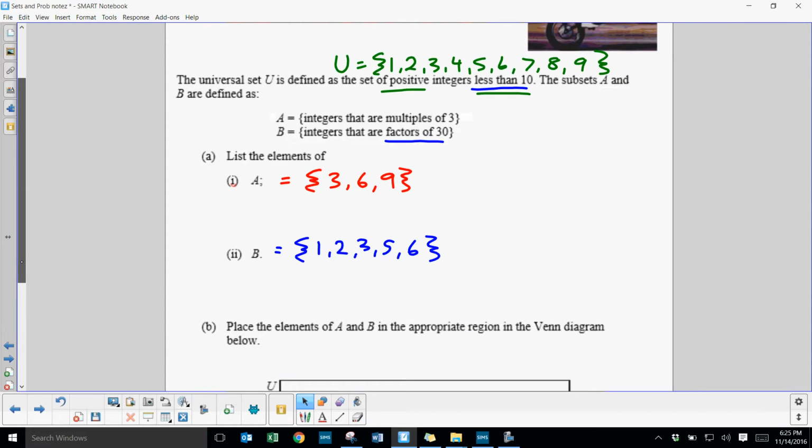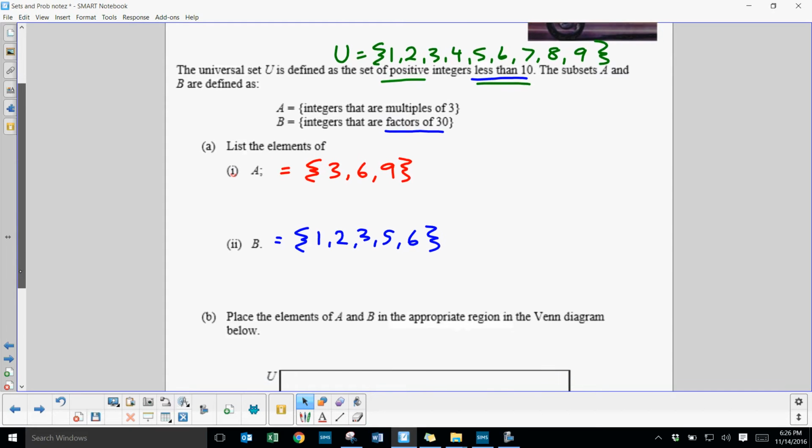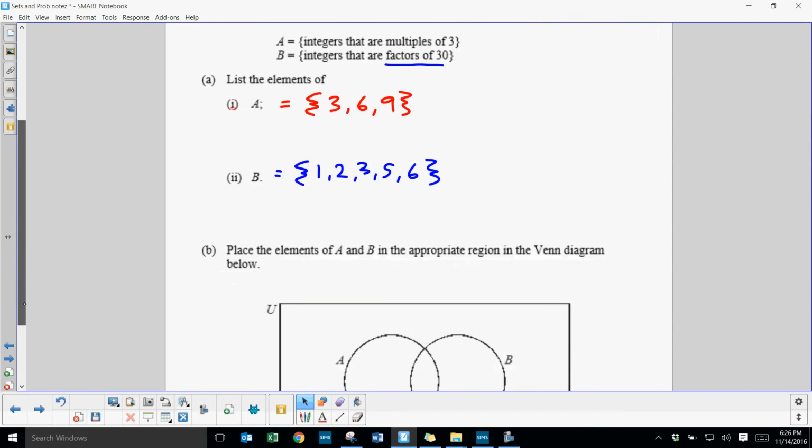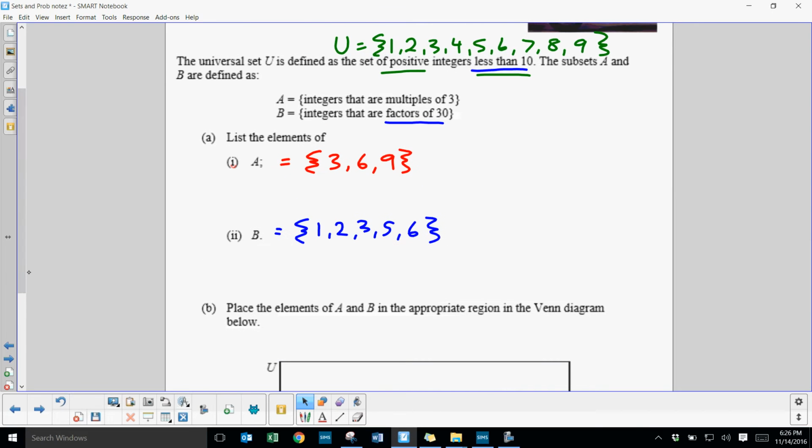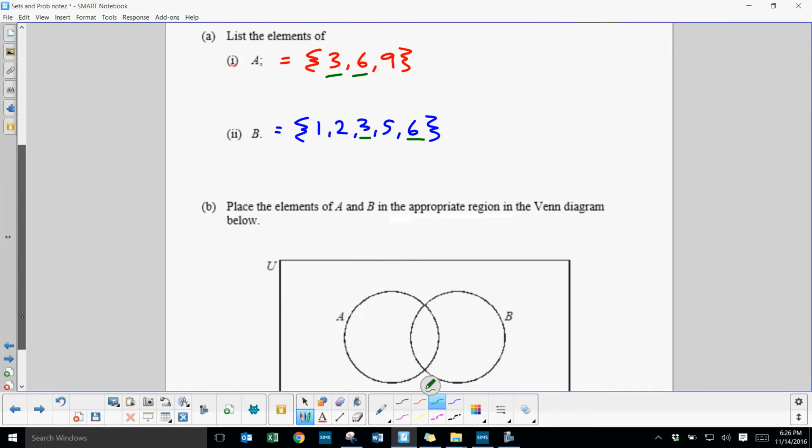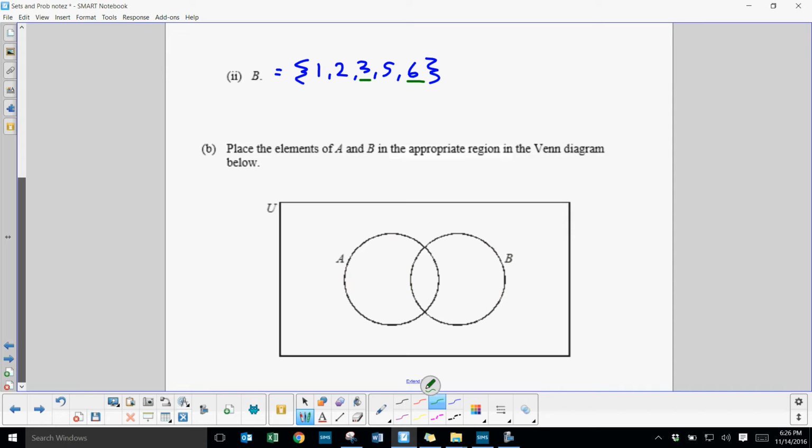Then we're asked to place the elements of A and B in the appropriate region in the Venn diagram below. So the Venn diagram below, try to think what would go in the center. So the intersect would include, as you can see, a 3, because there's a 3 in both, and a 6. So the center needs to include 3 and 6. So let's work from the center out. And U has already been listed here, so we'll just leave the U there.